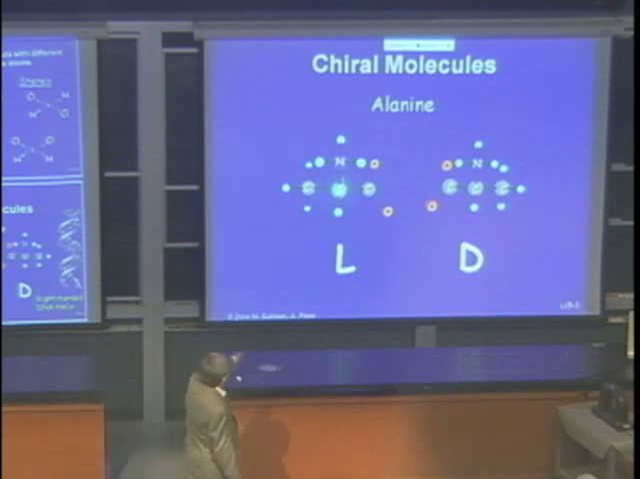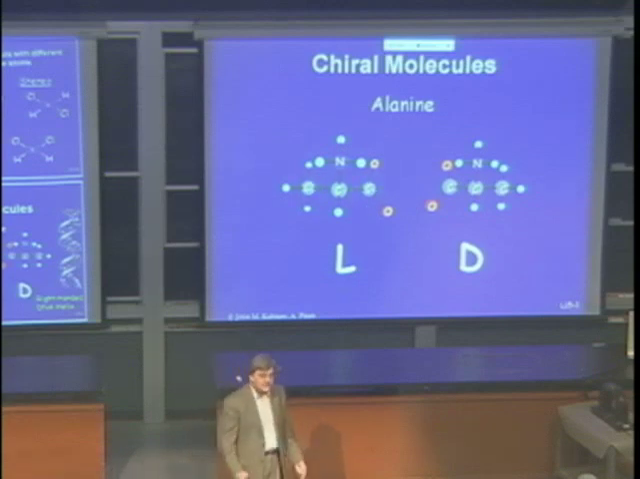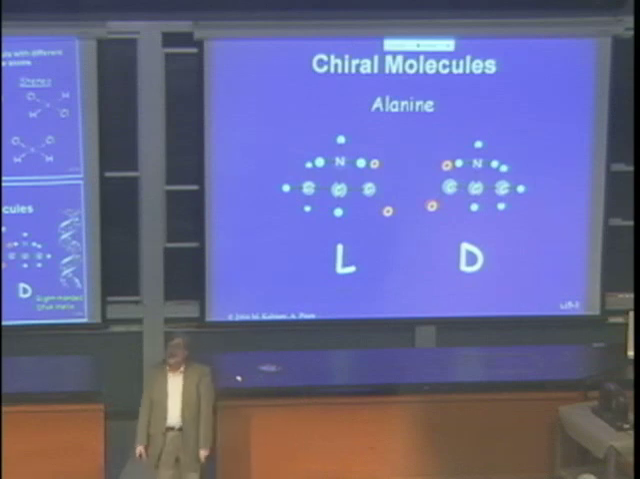If you look at this carbon here, you would say it has a hydrogen here, it has a nitrogen here, and it has a carbon here, and a carbon here. And you would say this is not chiral because it has not 4 different things. But this is wrong. Look at it again.